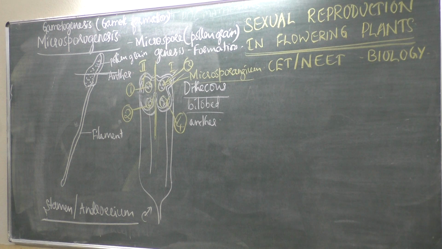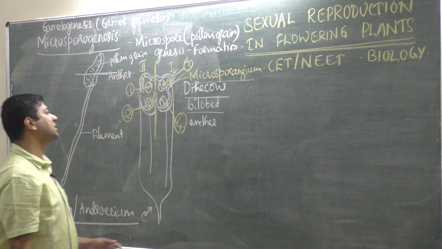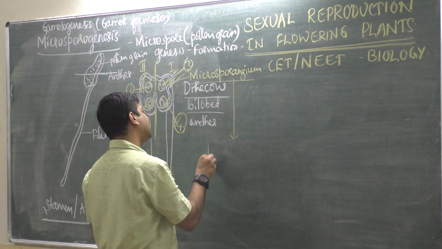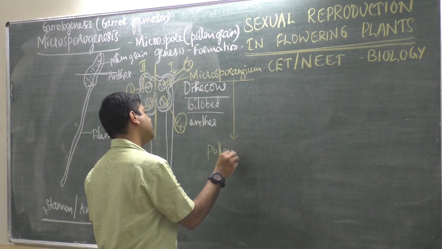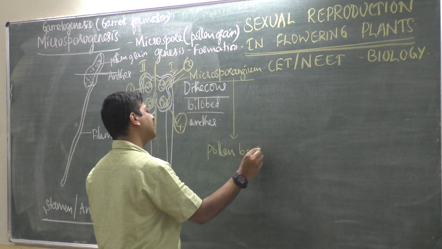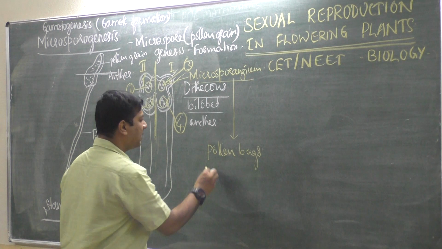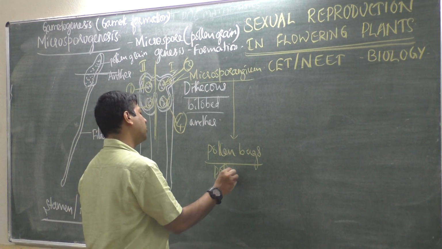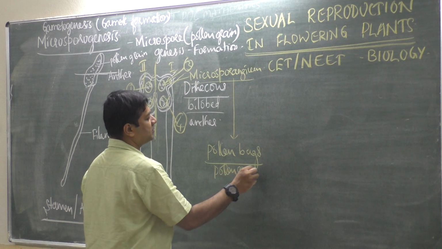Microsporangia develop further and become pollen sacs. Pollen sac means pollen bags. The microsporangium later becomes pollen bags. A pollen bag means a bag-like structure containing pollen grains. Pollen grains are nothing but microspores.